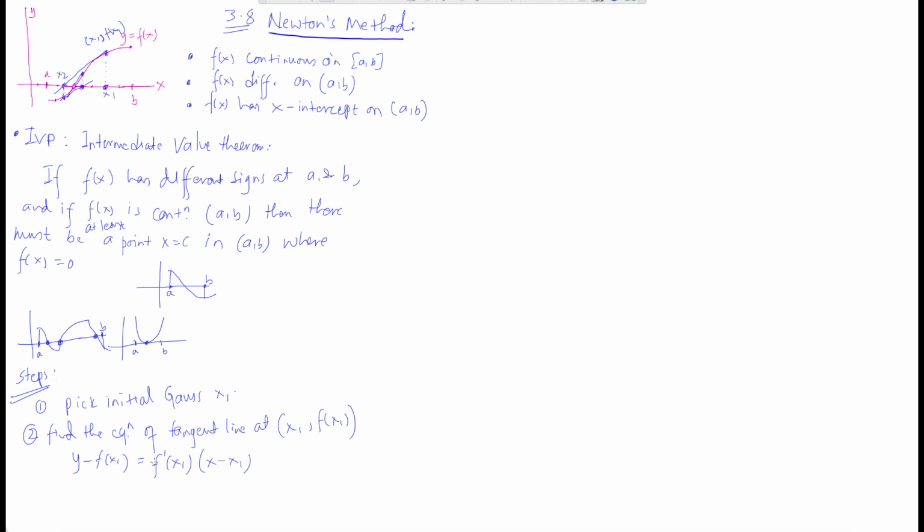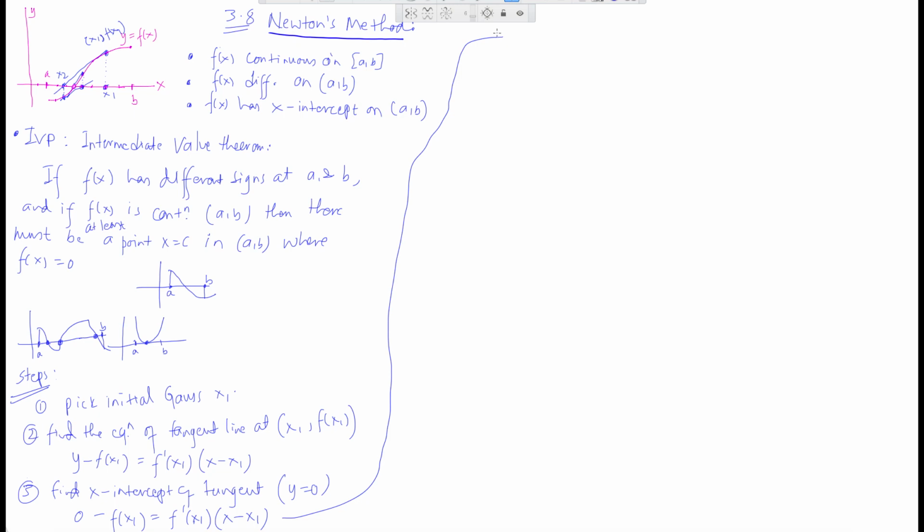So what we do next is number 3: find the x-intercept of the tangent. How do I find the x-intercept of the tangent? We set y equal to 0, right? If you set y equal to 0, you get 0 minus f of x1 equals f prime of x1 times x minus x1. That's what you get. So what do you get next? f of x1 divided by f prime of x1 equals x minus x1, right?